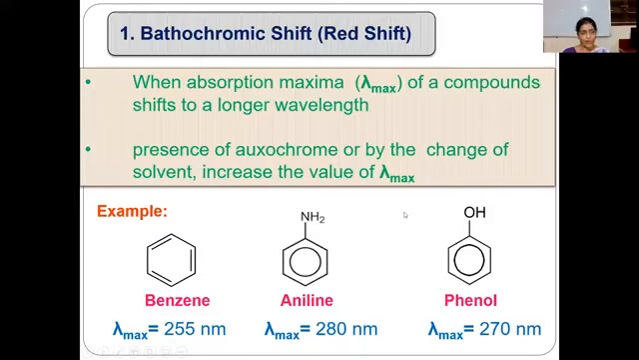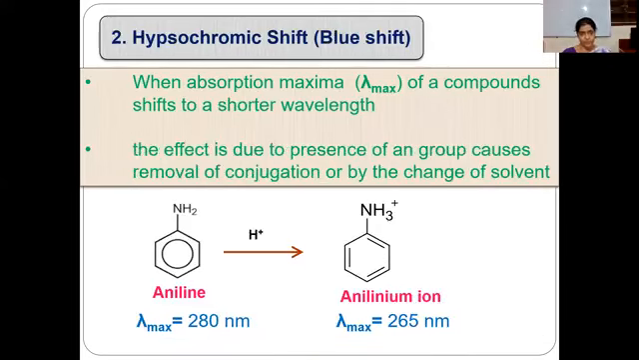Similarly, in case of carbonyl compound, since carbonyl compound is polar, by changing the polarity of the solvent, pi to pi antibonding transition and n to pi antibonding transition, both types of transition can show bathochromic shift. So bathochromic shift is when the value of lambda max shifted towards the higher value.